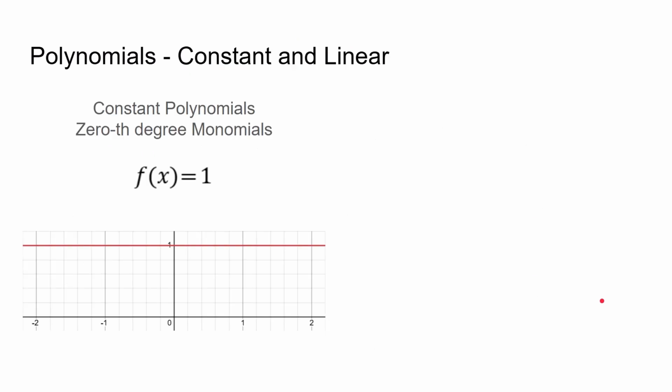So first, let's go over constant and linear polynomials. Constant polynomials are also called 0th degree polynomials, and they're always going to be monomials, just one term. So here is an example, f of x is equal to 1. So it's just constant. Y is always equal to 1, no matter what value x is, right? And if it was different, if it was 2, 3, 4, it would still be a straight line. It would just be at a different y value.